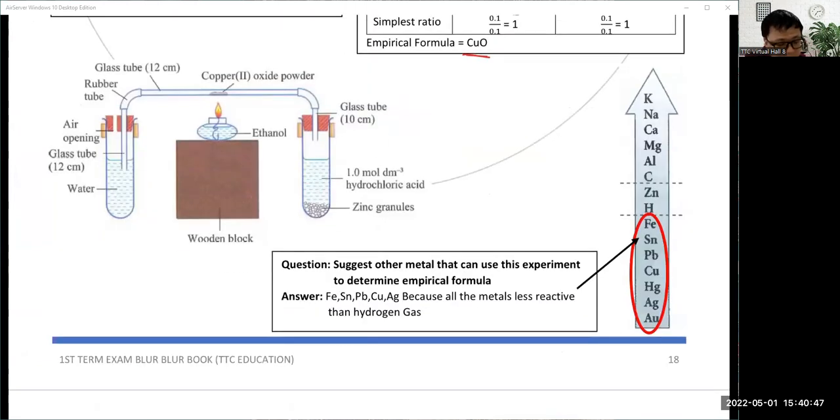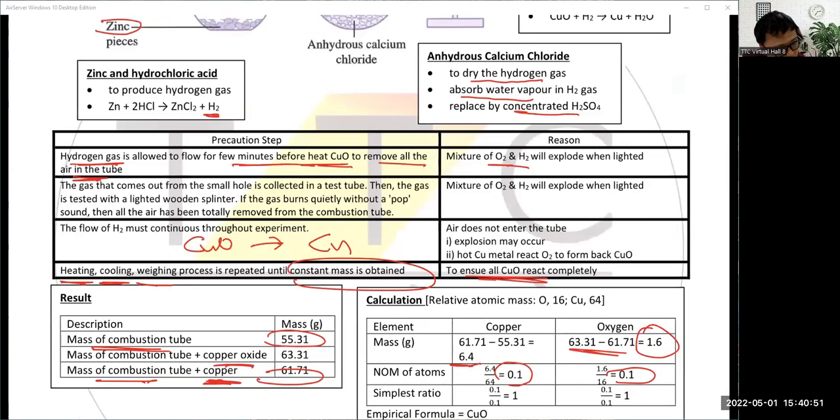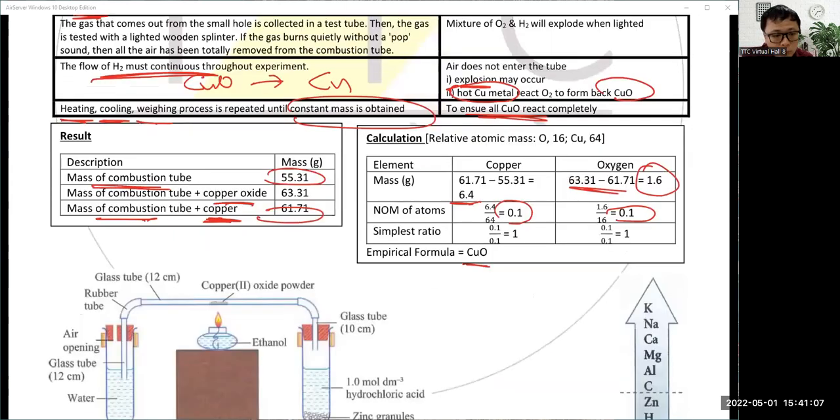Throughout the experiment, you also need to make sure the hydrogen gas continues flowing, to make sure air doesn't move in, because if it does, explosion might also occur. Second, if oxygen comes in, it will react with the hot copper metal to form copper(II) oxide again. So this is what we do.